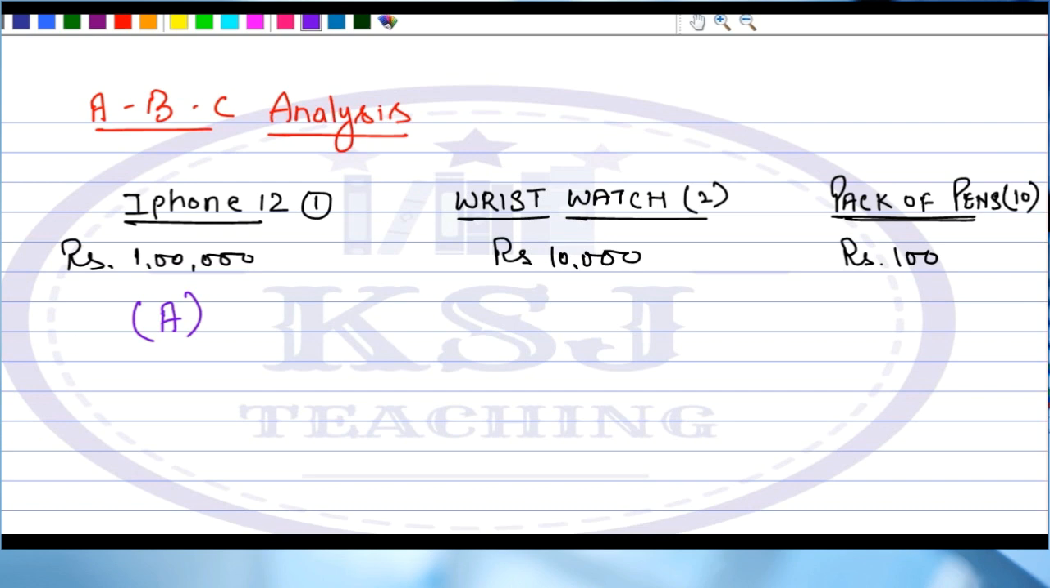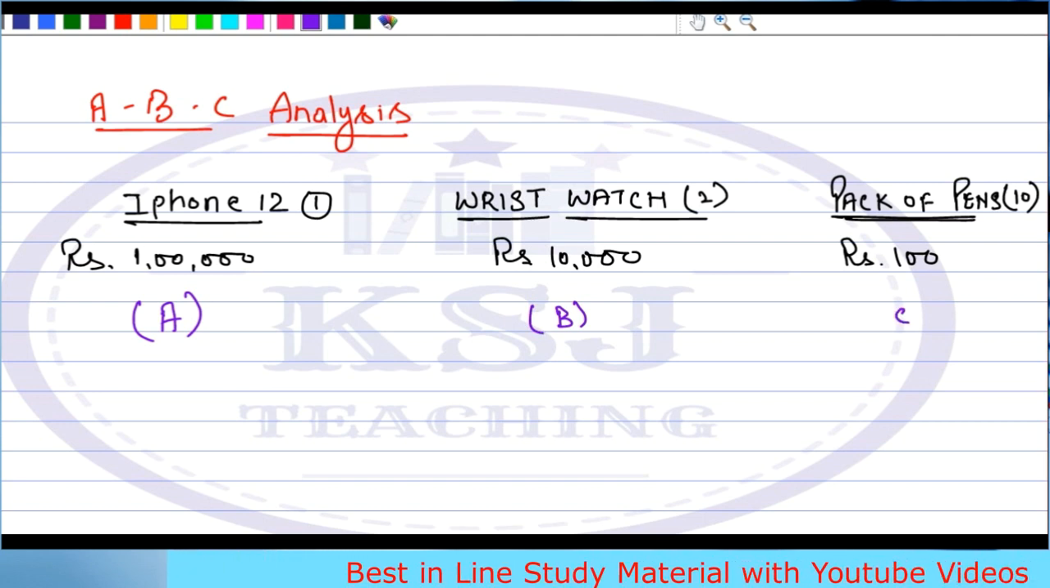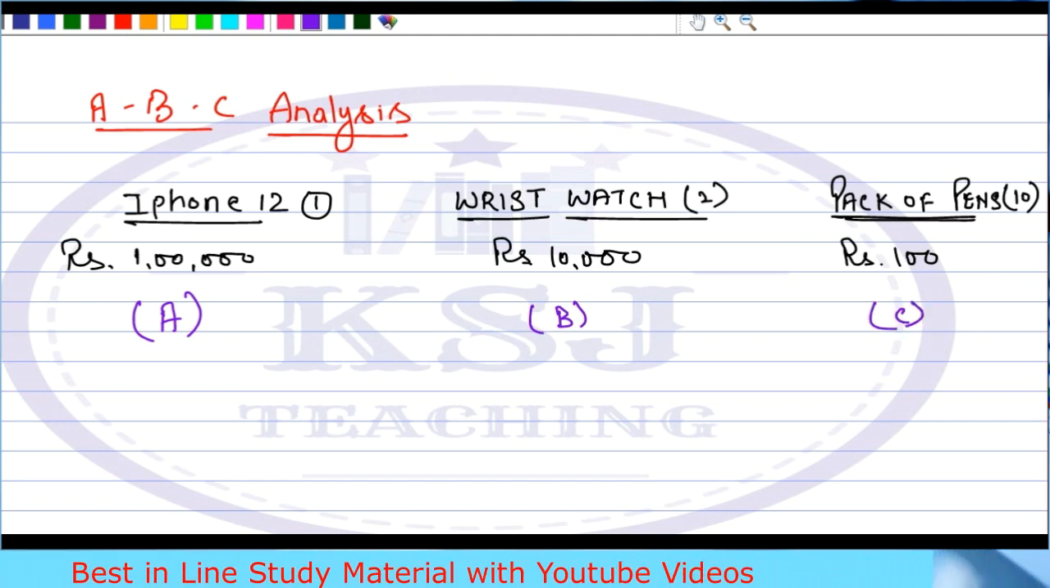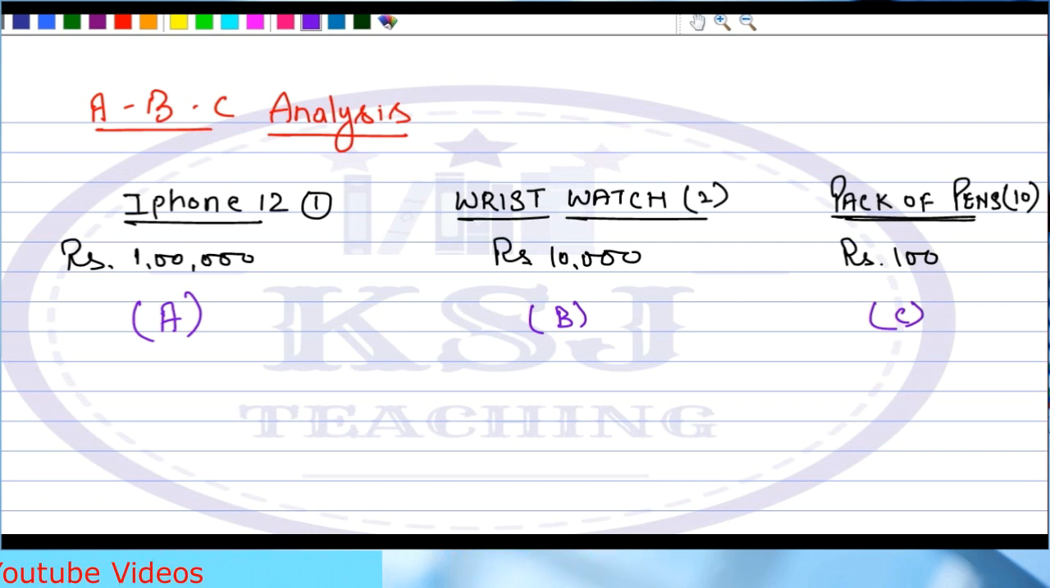And the second thing that you will check is your wristwatch because it costs 10,000 rupees. And the third thing, you will not check even. You will take up the pens, keep it on the table. That's it. 100 rupees, even if they get damaged, no problem, sir. We'll get a new pack. Not an issue. 100 rupees only.